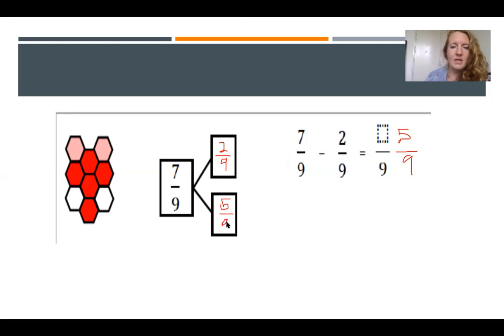And you can easily check this using our inverse. We know that 5 ninths plus 2 ninths is equal to 5 plus 2, 7, and keep the same denominator, 7 ninths.